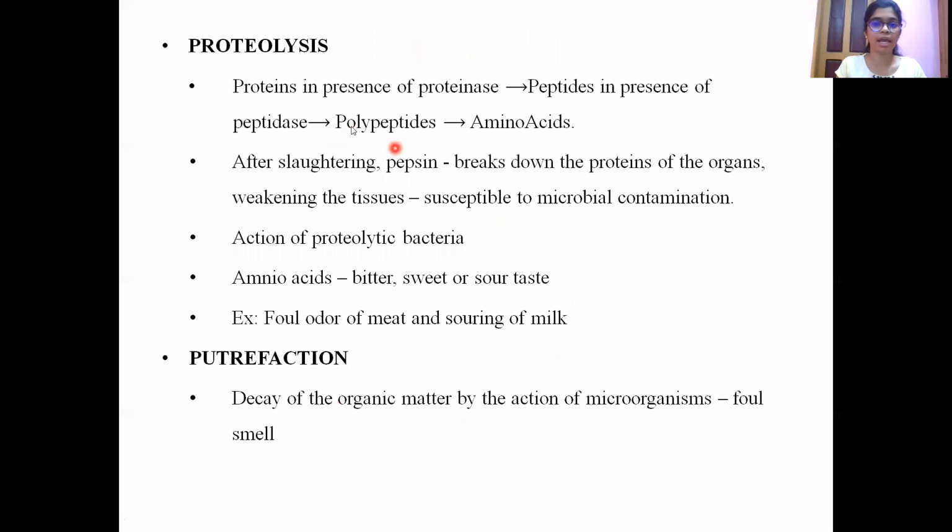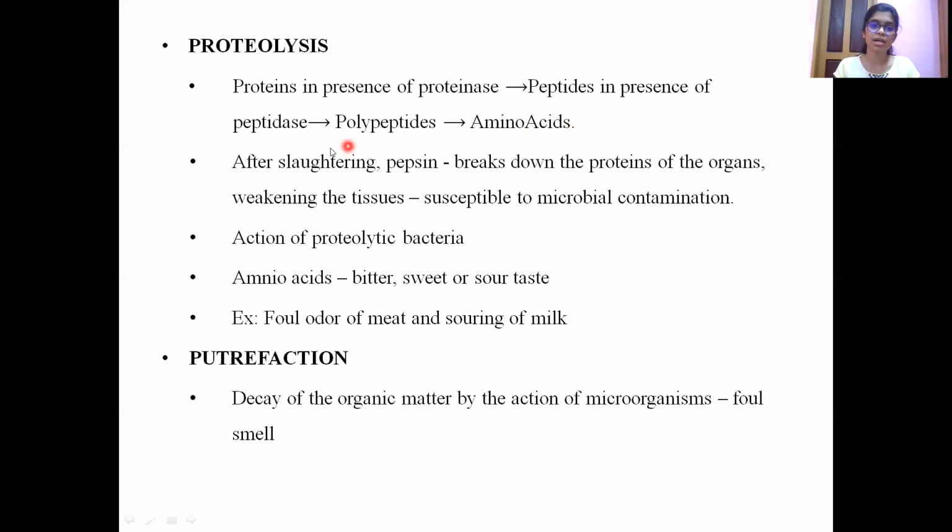So let's move on to the next, and it is proteolysis. Proteins, in the presence of the enzyme proteinase, form peptides, and these peptides, in the presence of the enzyme peptidase, form polypeptides, and these polypeptides are again converted into amino acids. So this is a chain reaction where proteins are converted into individual amino acids, and these amino acids have different tastes, like bitter, sweet or sour, which is responsible for off flavor or off taste in the product.